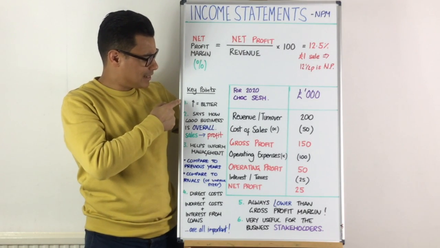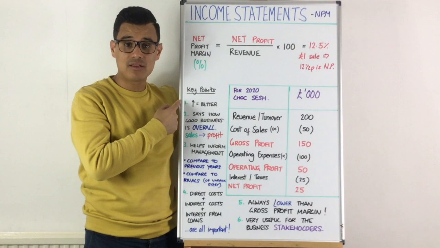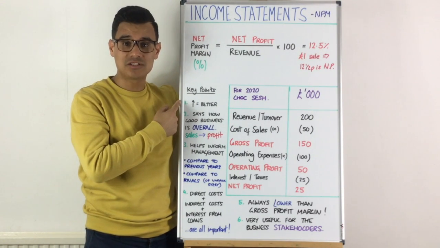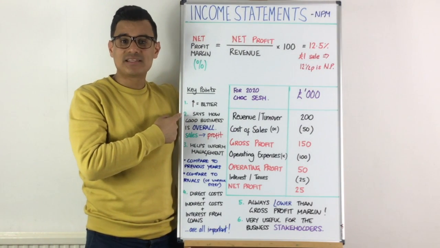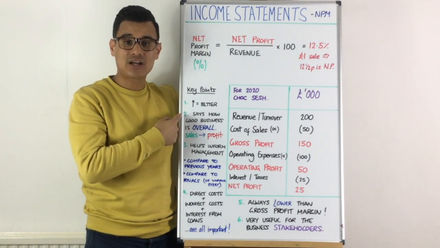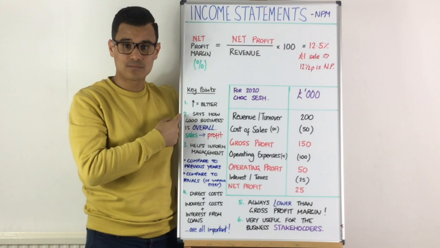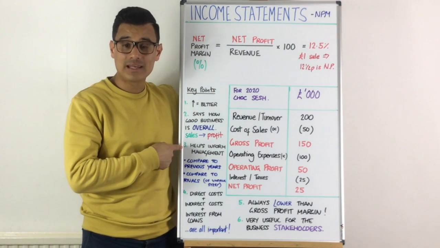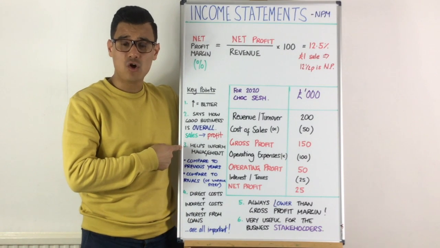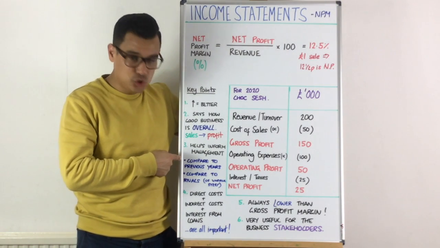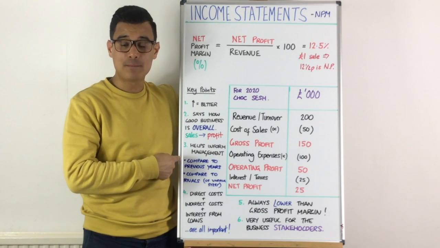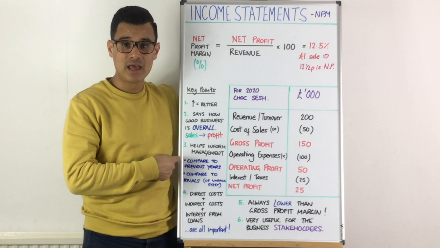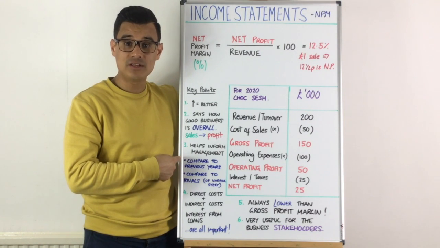So the most important thing, number one, is the higher the net profit margin, the better. You want it to be as high as possible. Secondly, ultimately it says how good your business is at converting sales into profit. And thirdly, it helps inform management of several things. Number one is that you can compare your net profit margin to previous years and see if there's been a positive or negative trend. And if there's been a negative trend, maybe you need to establish why that's the case so you can stop it.